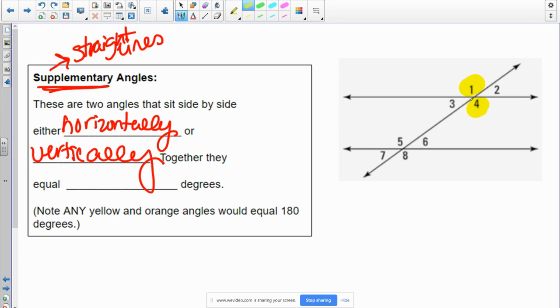So 1 and 4, because we can say those are vertical, and then 4 is the same as 5. Can we say those are alternate interior? And then 5 and 8 are congruent because they're vertical. Or you can say 1 and 8 are alternate exterior.